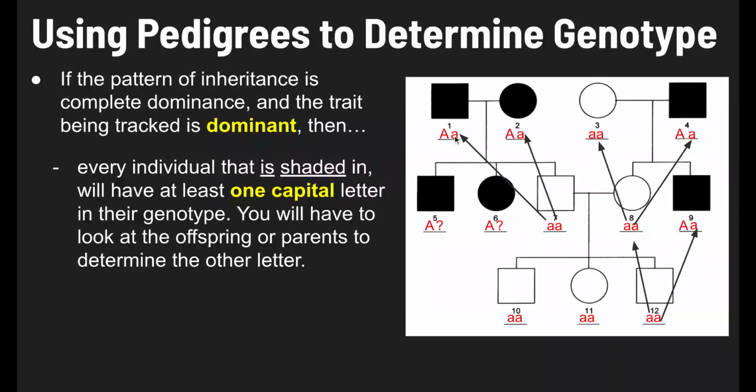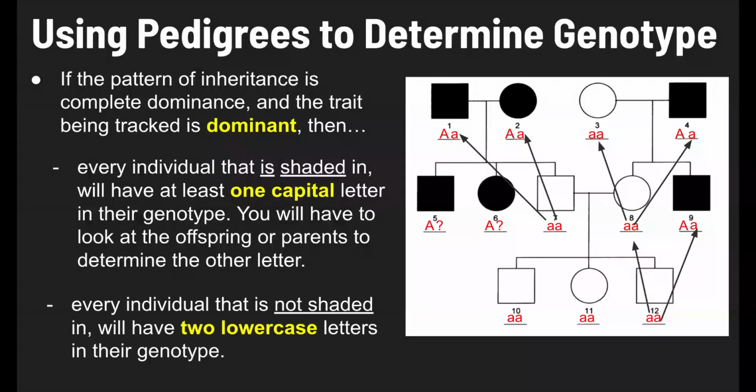Now, you may wonder, well, how did you figure out the other letters? For that, you're going to have to look at the offspring of the couple or the parents of that individual. And I'm going to show you in just a second how that works. But to everyone that was shaded in, I gave at least 1 capital letter. That's where you start. To every individual that's not shaded, you give 2 lowercase letters in their genotype. So everybody that was not shaded in, they have 2 little a's.